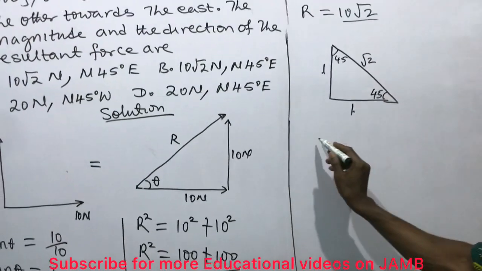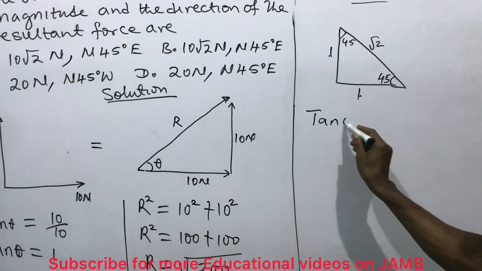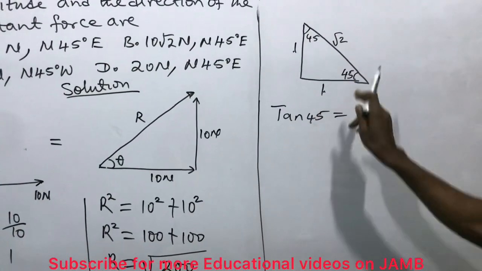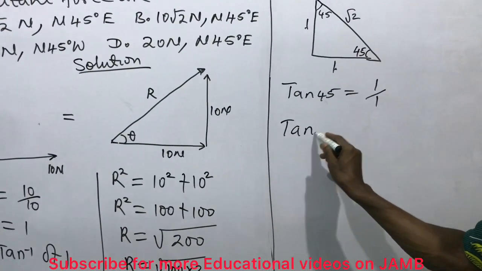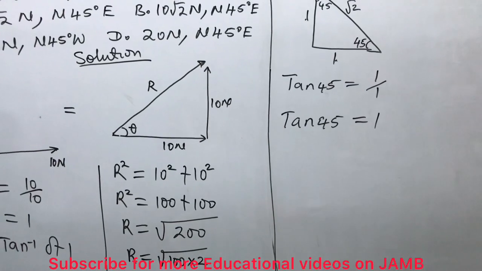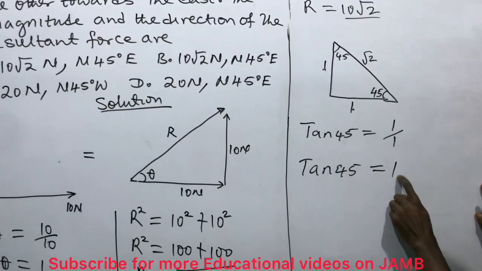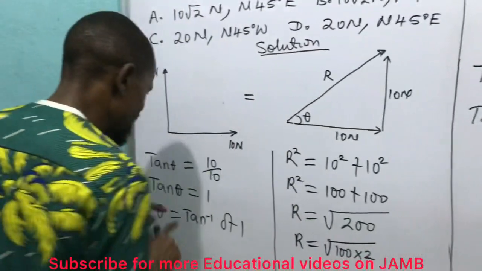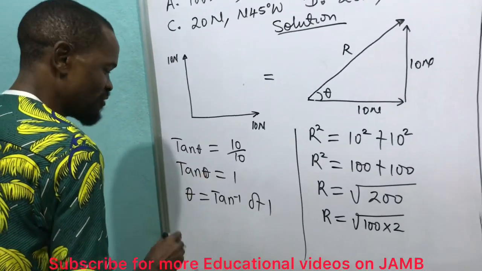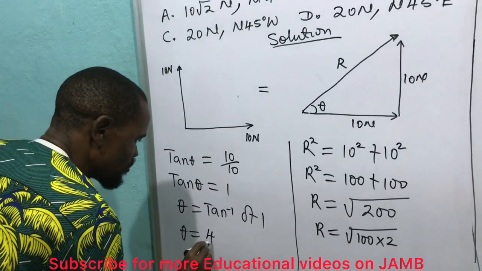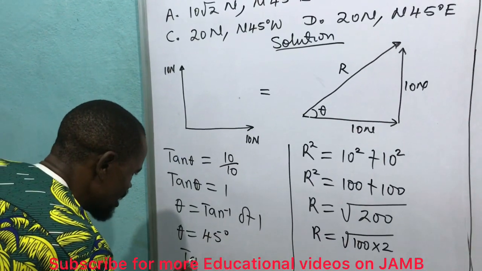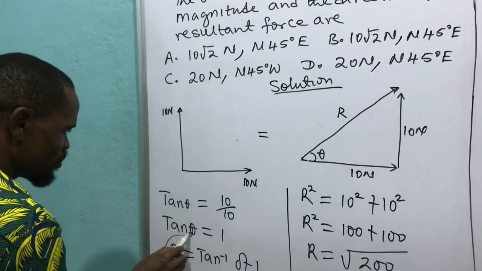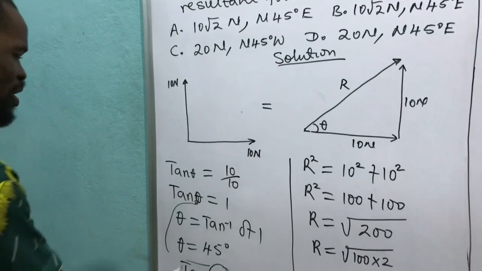Opposite over adjacent will give me tan 45. That means tan 45 equals opposite over adjacent. Therefore, tan 45 equals 1. If tan 45 equals 1, it means tan theta equals 1, so this theta equals 45. Since tan 45 equals 1, this theta, which is 45, equals what we are talking about now.